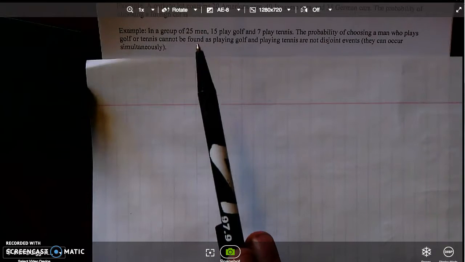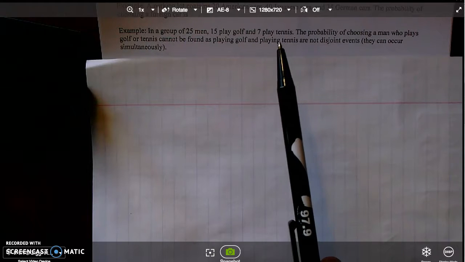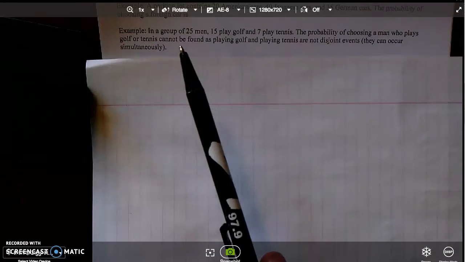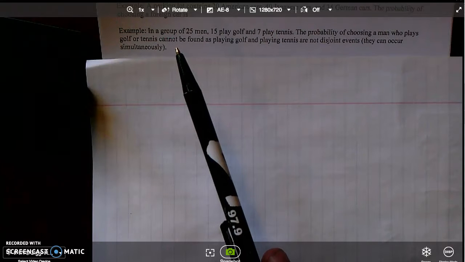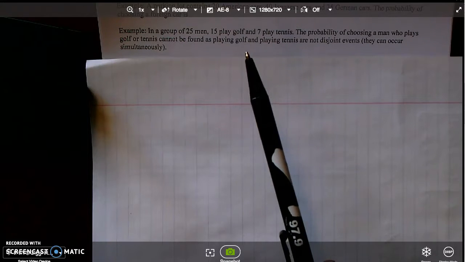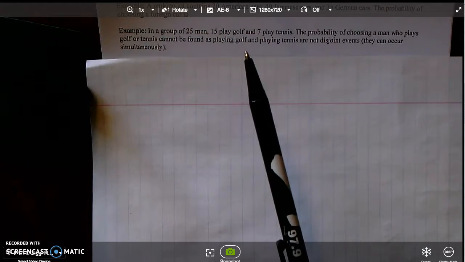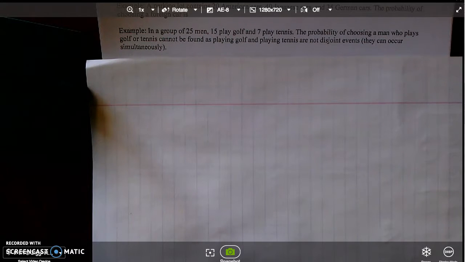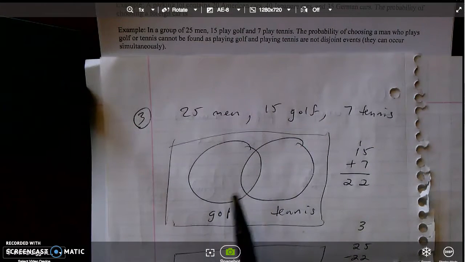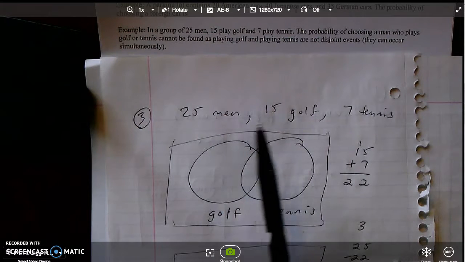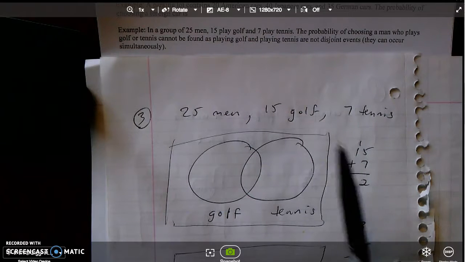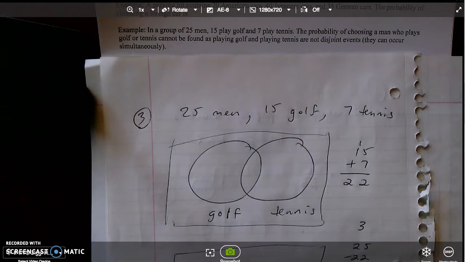My last example: I've got 25 men, 15 play golf, 7 play tennis. The probability of choosing a man who plays golf or tennis. Now, they're kind of giving us the answer here, but this is an example. You will get questions on this kind of stuff. They cannot be found as playing golf and playing tennis are not disjoint. In other words, could I be one of these men and play golf and tennis? Yeah. So the situation is going to look different. Here I've got the 25 men, and there could be some overlap. If I add 15 and 7, that's 22. So I've got 3 men who aren't accounted for.